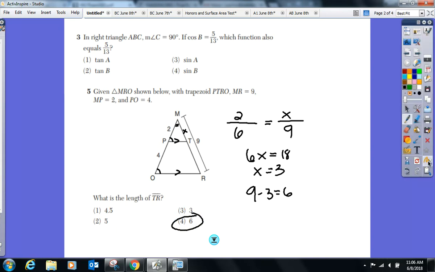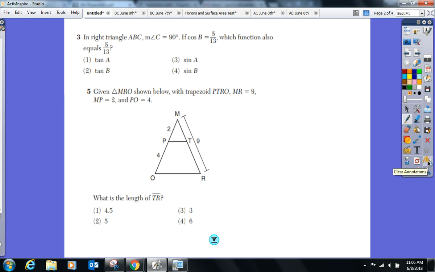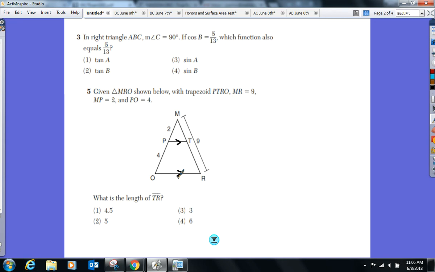Other way, I don't know. This would be unbelievable if anybody could bust out the theorem here. Yeah, go ahead. Side splitter. If the lines are parallel, only if the lines are parallel, 2 over 4 divides those sides proportionally with, if I call this X, what would I call TR then? 9 minus X. So you could have done the proportion that way too, but only if the lines are parallel, I can use that thing called side splitter theorem.